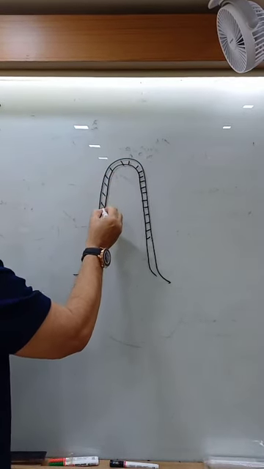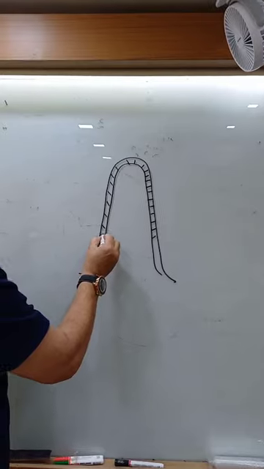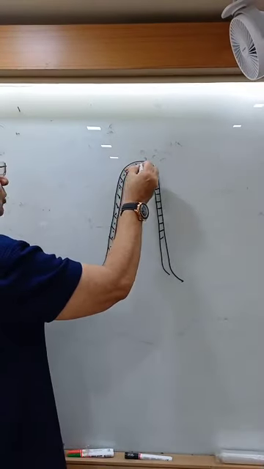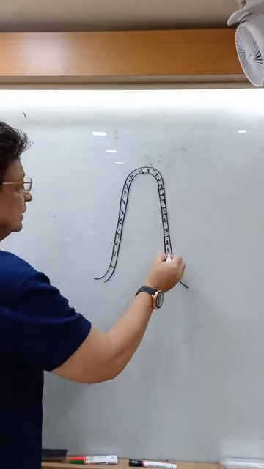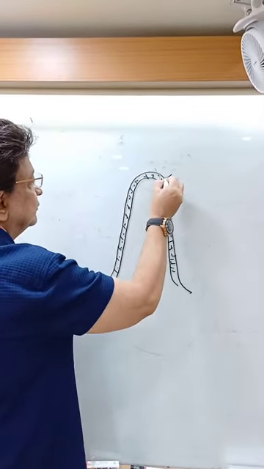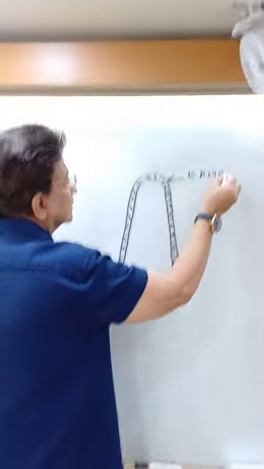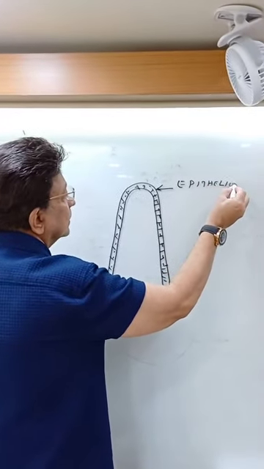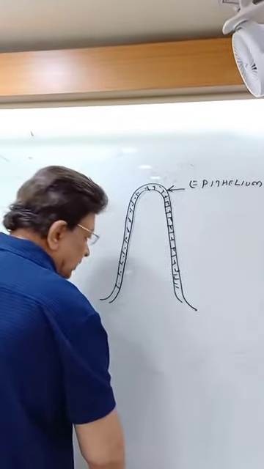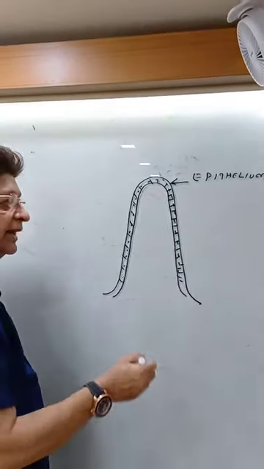So this then is the epithelium, and these are cells. You have to make a nucleus and label the first one as epithelium. I am going to use colored pens, but in the exam you have to draw black and white.